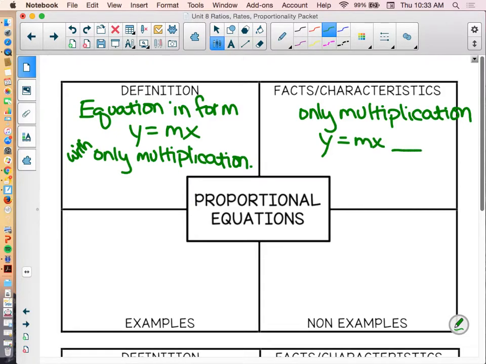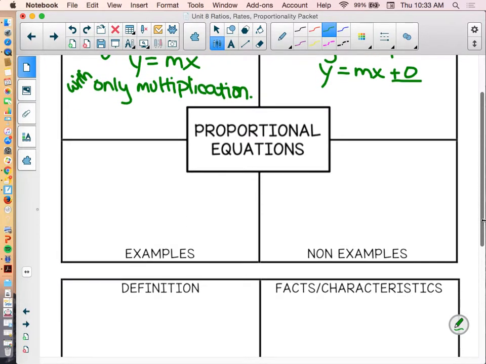If there's anything here, if it's anything but 0, then it is not proportional. So it can only be a plus 0. All right, for example, y equals negative 5x. Or y equals, it's really any number times x. So you get to pick.